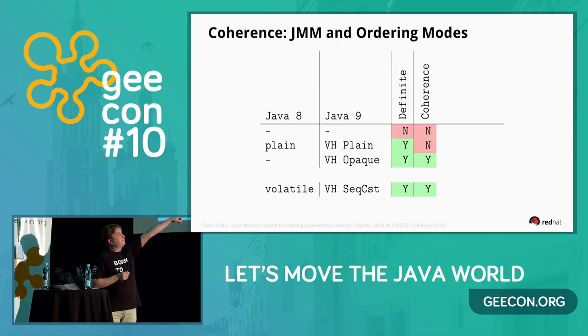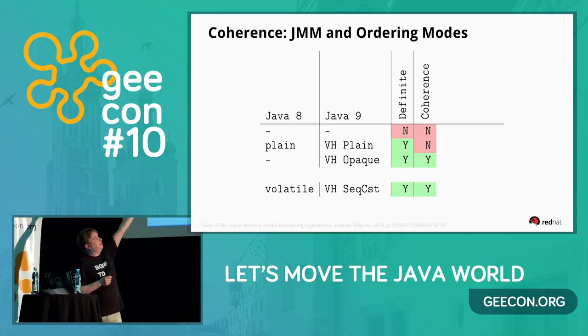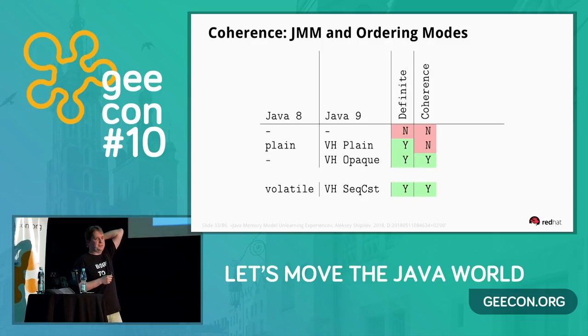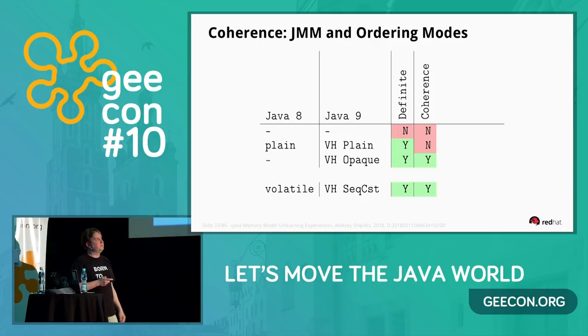So volatiles are coherent, all good. Plain fields are not coherent, not good. There's the exotic mode in VarHandles, which provides you the coherency, although not much else on top of that.